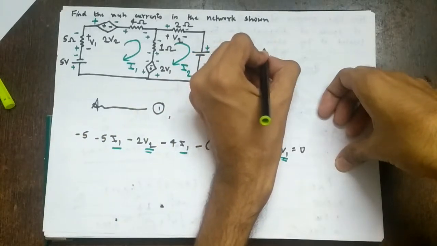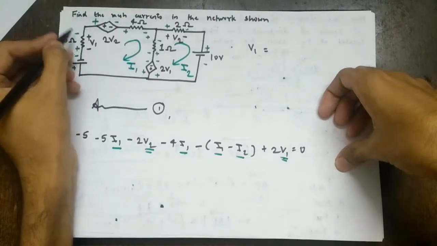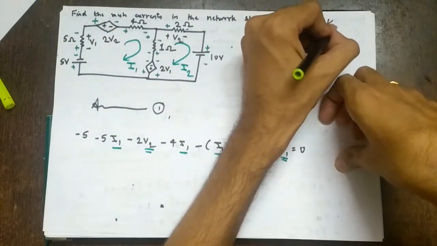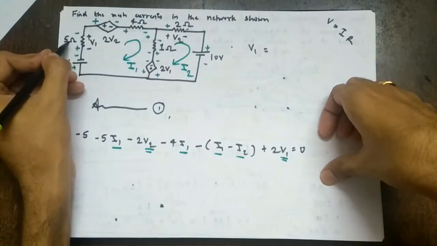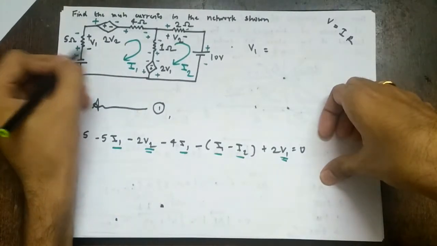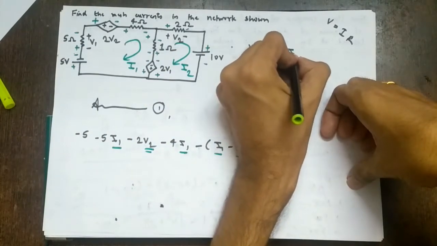So from the figure we write V1 equal to, so what will be V1? You have to just write it in terms of Ohm's law. What is Ohm's law? V equal to IR. So V1 is 5 into current. 5 is resistance, I is current. So 5 I1. So the question is, is it positive or negative?